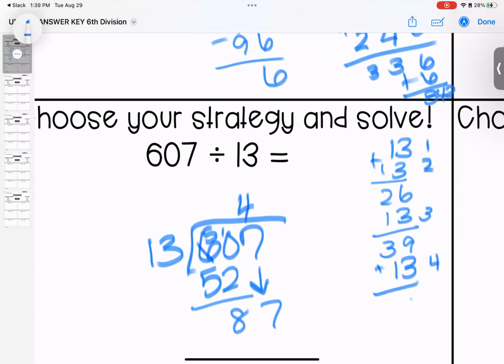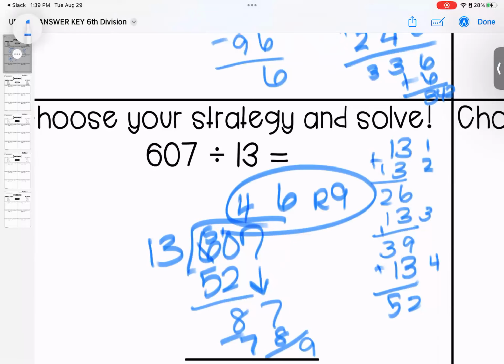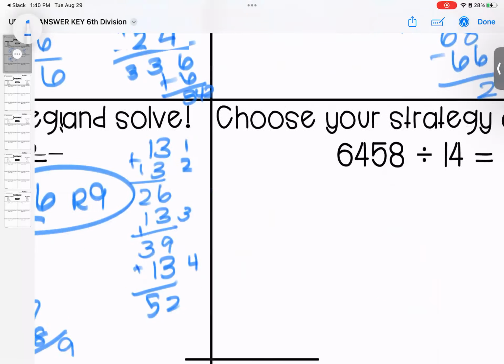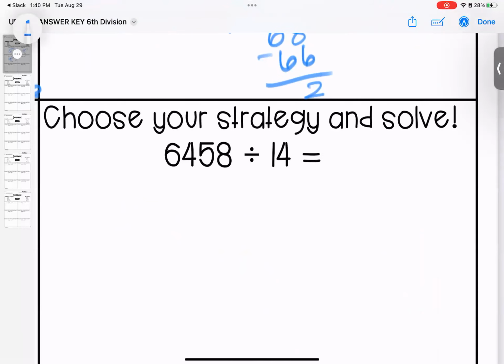9 and 3 is 12. 3, 4, 5, that's 52. And I can do it that way, okay? So if you're not sure, flip your strategy. I'm going to see that if I do 6 times 13, it's going to give me 78. And when I subtract 78 from 87, I'm left with 9. 9 is smaller than 13, which makes it our remainder. The answer is 46 with a remainder of 9. Coming over here, we're getting bigger.